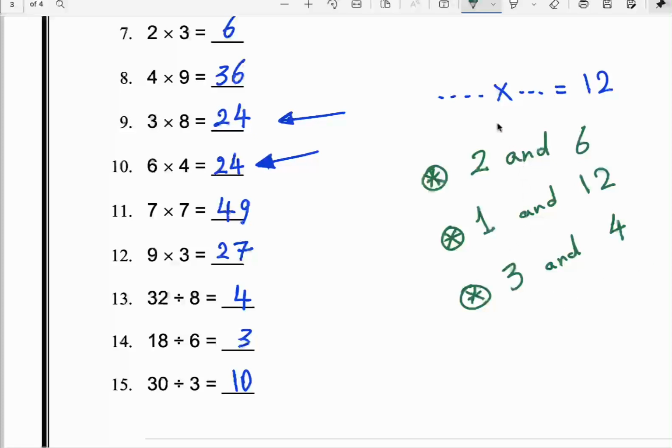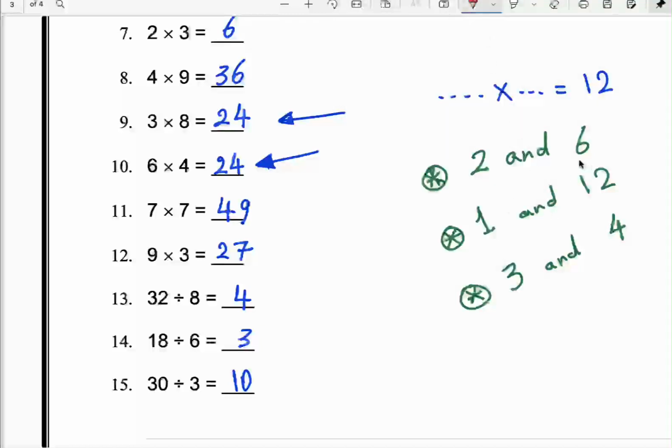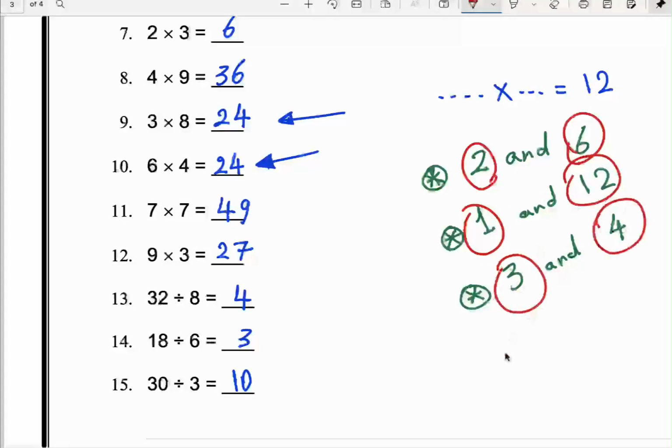Okay, so Yasin, sometimes you have the same product without having the same numbers. And we are not using commutative property. Of course, 2 multiplied by 6 is the same as 6 multiplied by 2. This is completely different: 1 and 12, 3 and 4. And in this case, this is not commutative property. And we call these numbers, the 2, the 6, the 1, the 12, the 3, the 4, factors. So these are factors of 12.